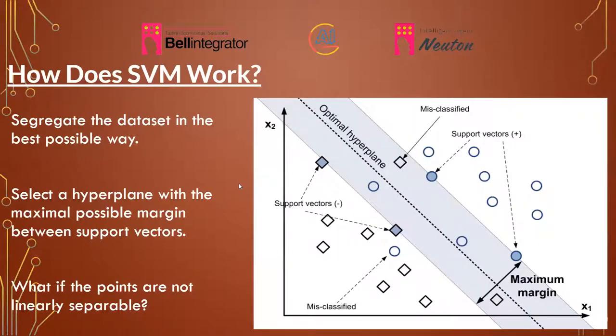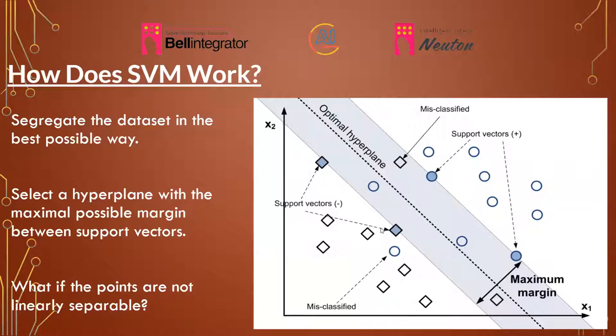If not, then let's talk a little bit more about how support vector machines actually work. What we want to do is segregate the data set in the best possible way. So we will select a hyperplane with the maximum possible margin between the support vectors. Here in this diagram, my support vectors are shown here and here. In the case of this category, there are actually two support vectors.